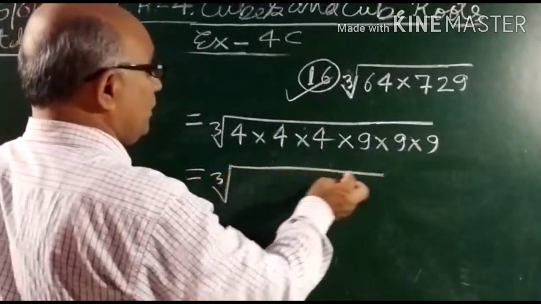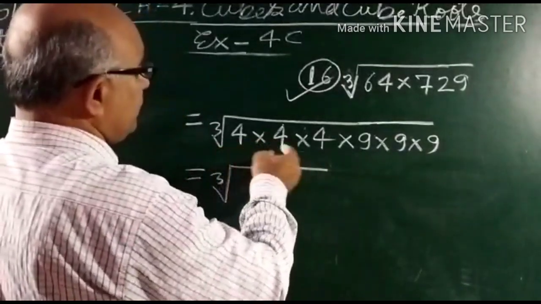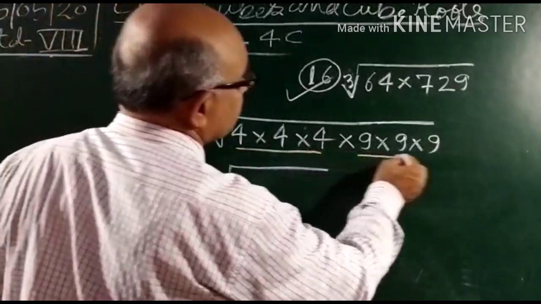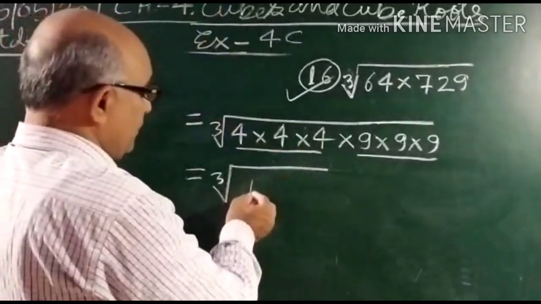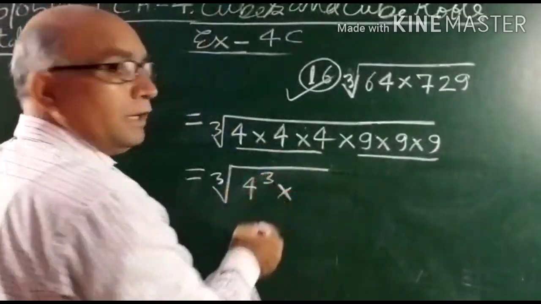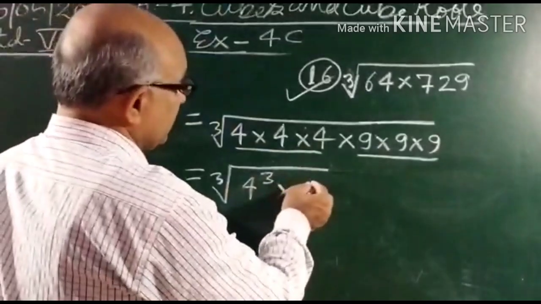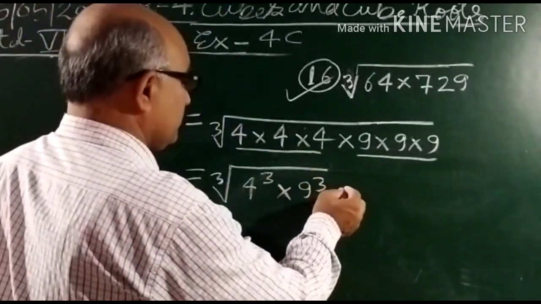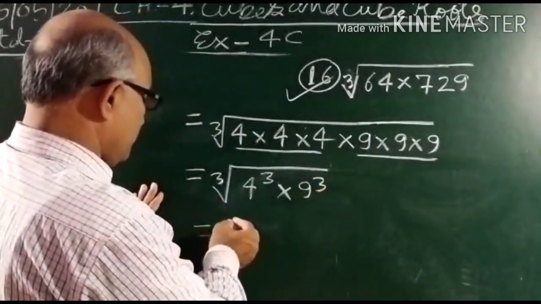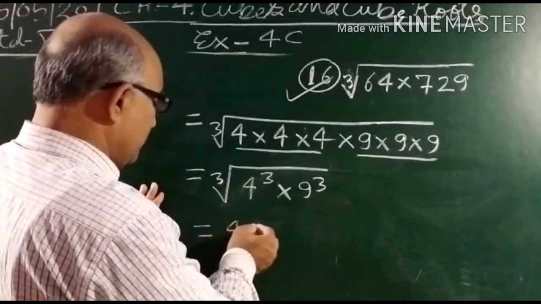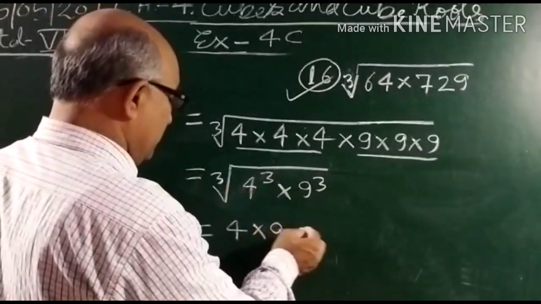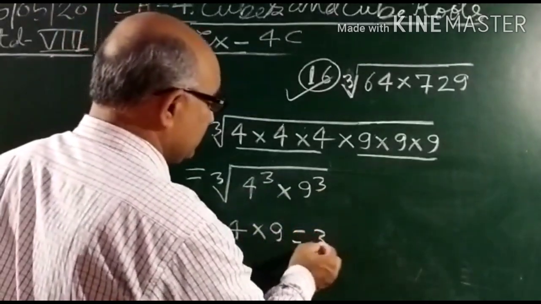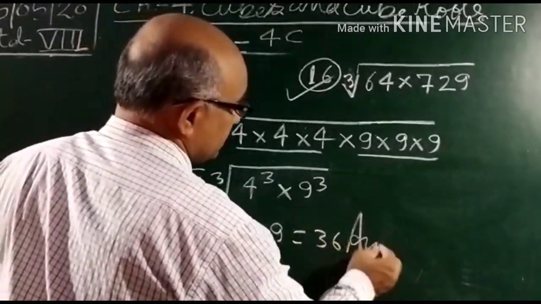So cube root of 4 into 4 into 4, make a triplet. So 4 into 4 into 4 is 4 cube, into 9 into 9 into 9, 9 cube. Equal to cube root of 4 cube equal to 4, and cube root of 9 cube equal to 9. So 4 by 9, answer.